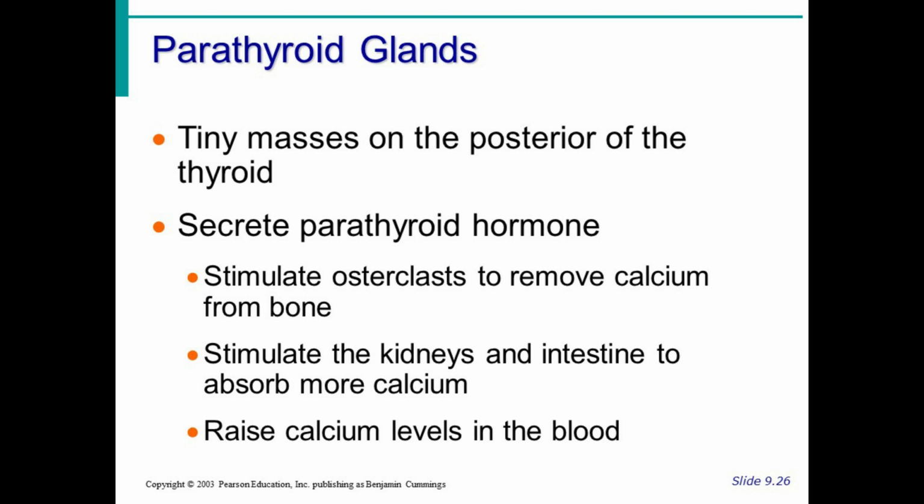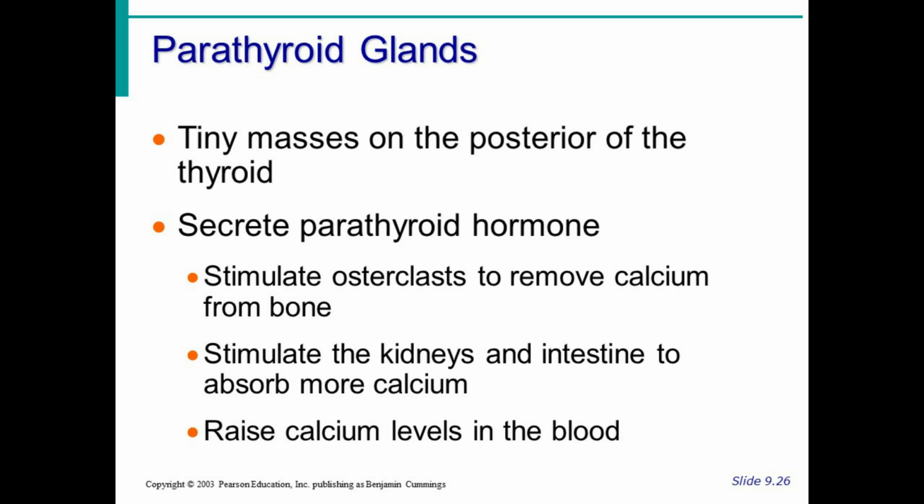So the parathyroid glands are tiny masses on the posterior of the thyroid. So nakadikit si parathyroid gland sa posterior ng ating thyroid gland. So it secretes parathyroid hormone. Again, as we have discussed a while ago, parathyroid hormone is antagonistic to the action of your calcitonin.